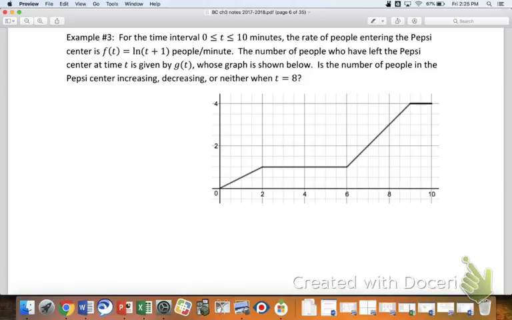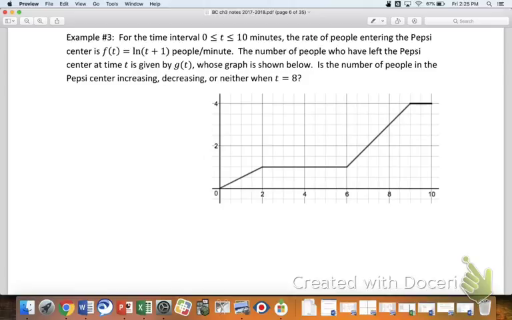It says, for the time interval 0 to 10 minutes, the rate of people entering the Pepsi Center is f of t. The number of people who have left the Pepsi Center at time t is given by that graph below. Is the number of people in the Pepsi Center increasing, decreasing, or neither when t equals 8? So on some level, this adds a layer of complexity to number 2. So I want you guys to think about example 3 here. Think about how this graph should be interacting with f of t to help you reach a conclusion.